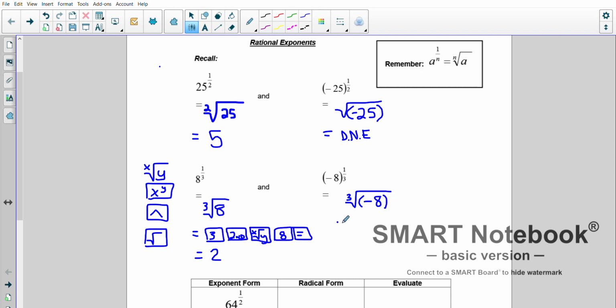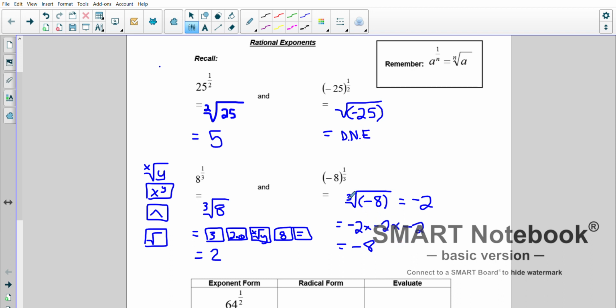So we're taking the cubed root of a negative. When we tried to take the square root of a negative, it did not exist because a number times itself cannot be negative. However, you can take the cubed root of a negative because negative 2 times negative 2 times negative 2 equals negative 8. So the cube root of negative 8 is negative 2. Negative 2 times itself 3 times.